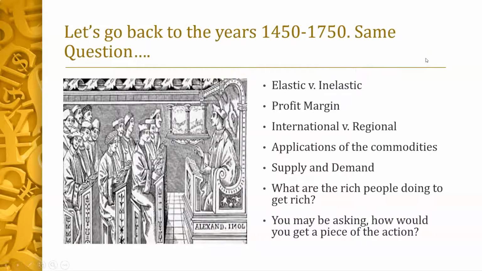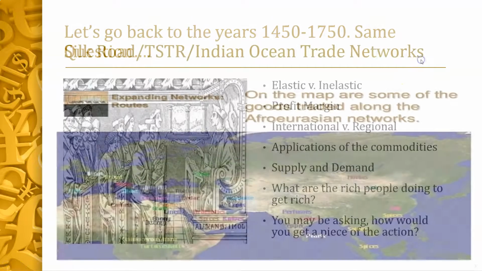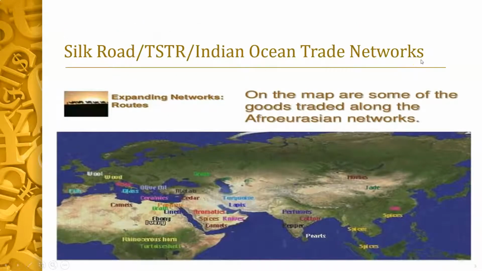I asked you to go back in time to these years 1450 to 1750, and same question. What would you guess the top 10 commodities were? But this thinking is all the same, but the world was a little bit different. The thinking's the same, the world's different. So to give you a little idea, now even before 1450 to 1750, the early era, the first era, and even before that, this Silk Road world, this Trans-Saharan Trade Network world, this Indian Ocean Trade Network. Now, bearing in mind, this is an Afro-Eurasia.